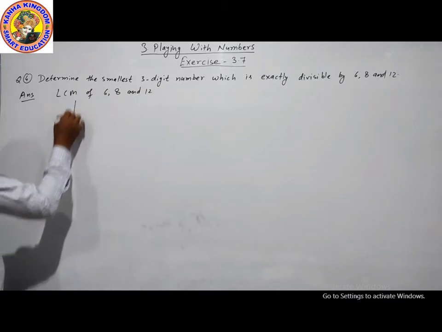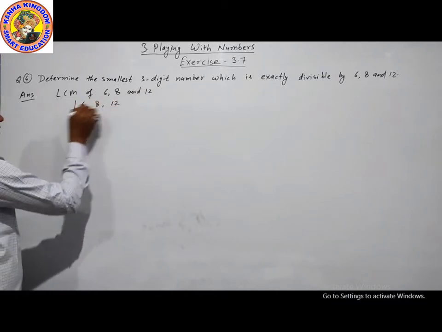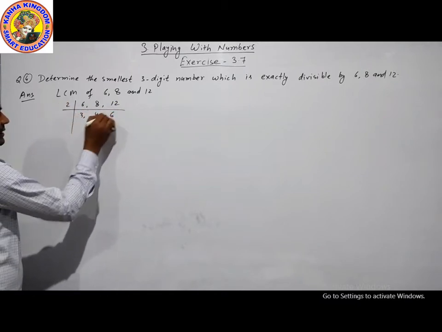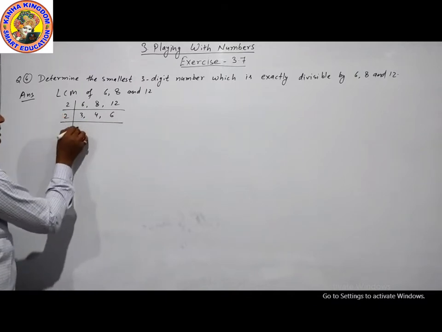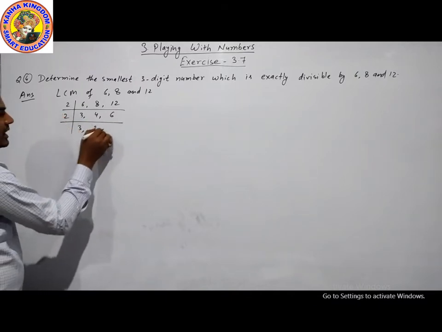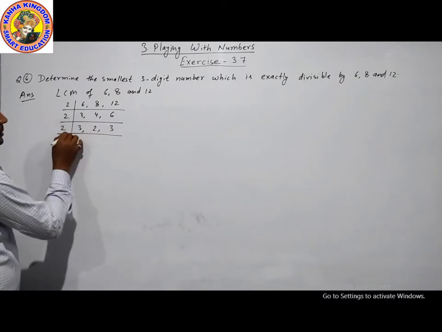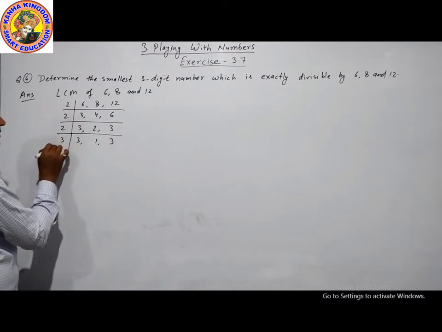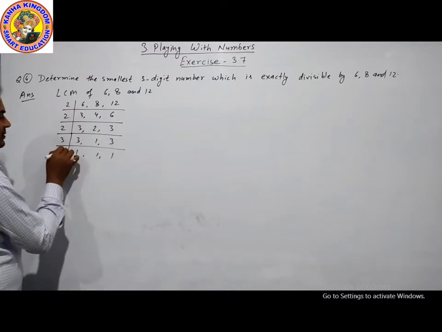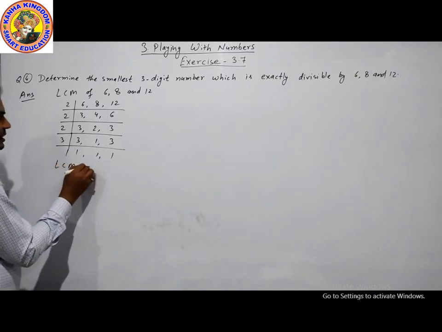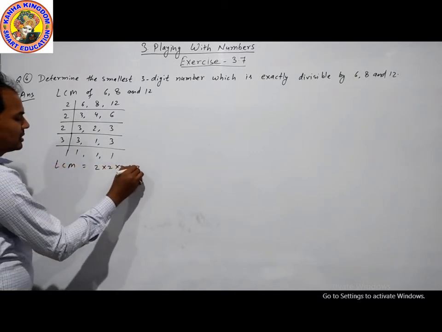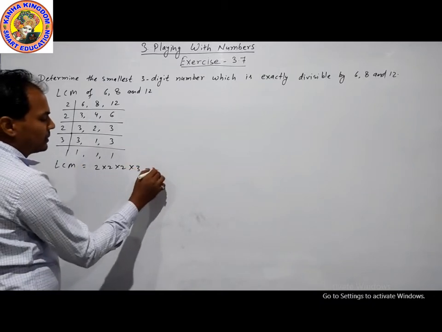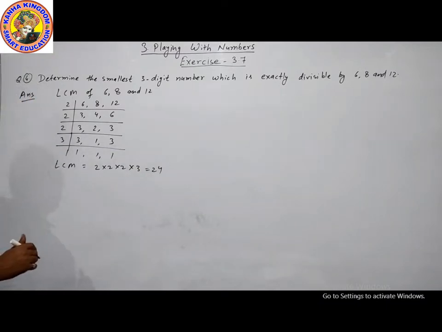For finding the LCM of 6, 8 and 12, first of all we will divide by 2: 3 times, 4 times, 6 times. Now dividing by 2: 2 times, 3 times. Now dividing by 2, cannot divide, leave this. 1 time cannot divide. Now dividing by 3, 1, 1 and 1. So the LCM is equal to 2 into 2 into 2 into 3. 2 into 2, 4, 4 into 2, 8, 8 into 3, 24. The LCM is 24.